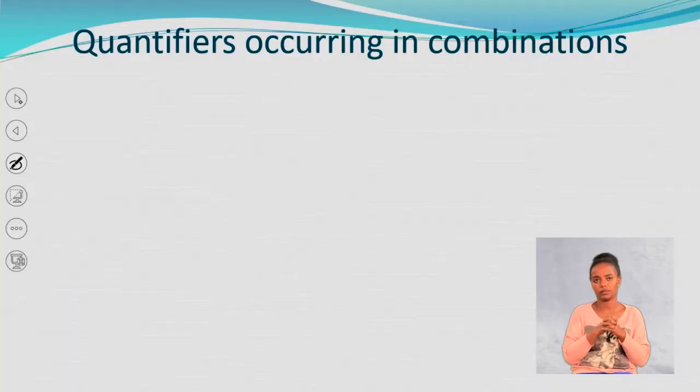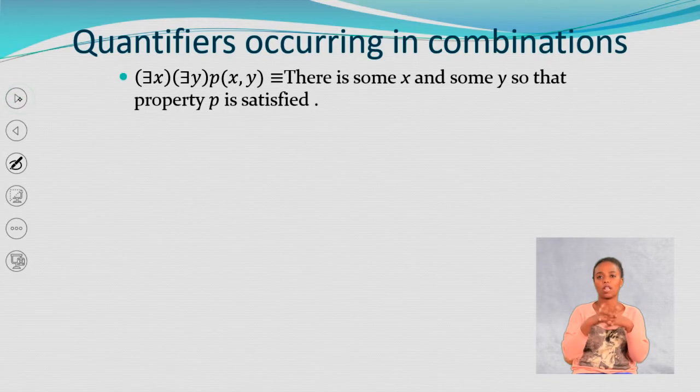Now, let's proceed. Let's see quantifiers occurring in combinations. Now, let's see this one. For some x, for some y, p of x, y. What does this mean?